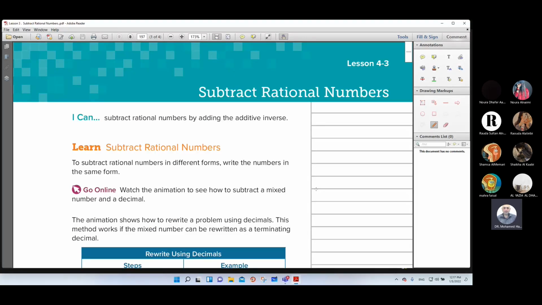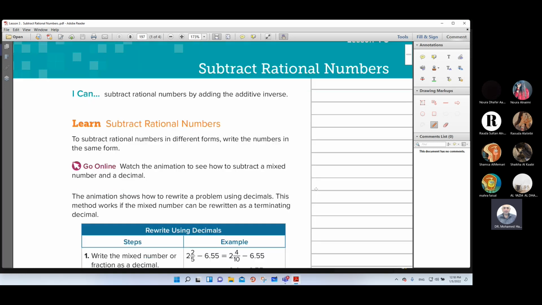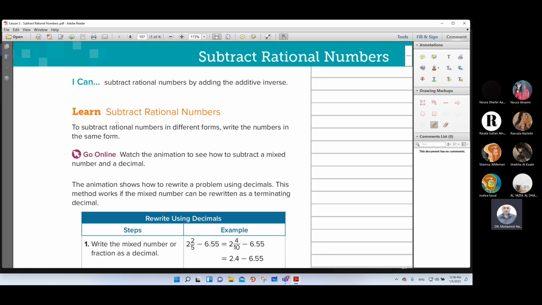Math grade 7. We are in module 4, in the third lesson: subtract rational numbers. We want to learn in this lesson how to subtract rational numbers by adding the additive inverse. So to subtract rational numbers in different forms, write the numbers in the same form.